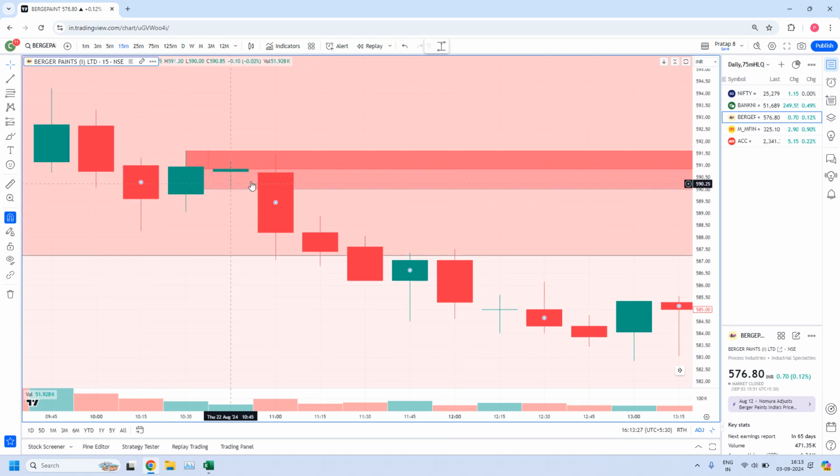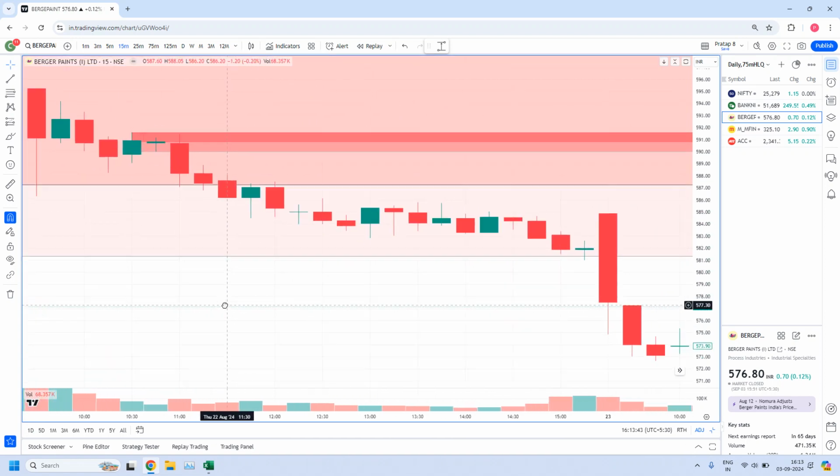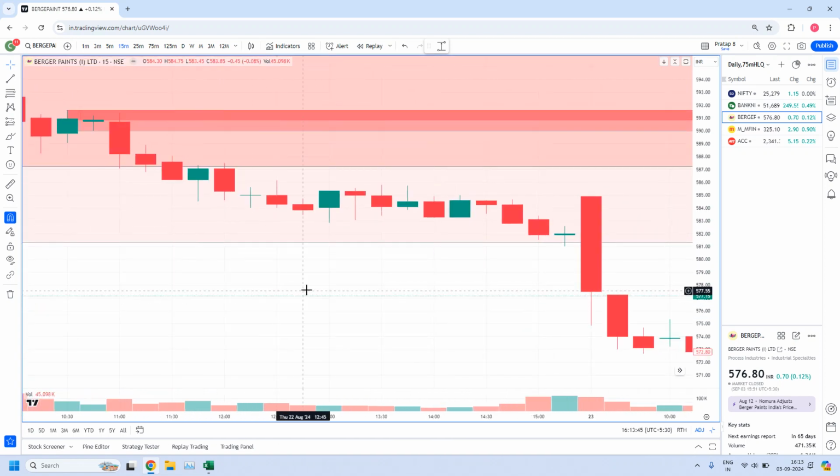Rally base candle and a drop candle. Rally base drop. This is a small base candle. This is the way I have drawn a 15-minute zone here. Because of this huge big candle, all these candles turn into small candles. That's why I am hiding this candle, because this is the problem with TradingView.